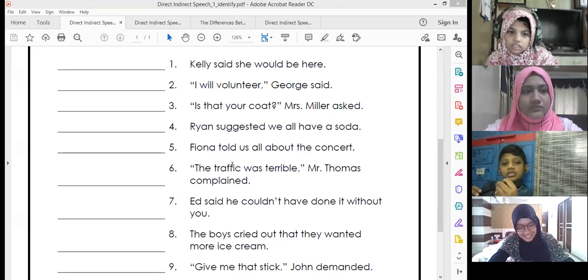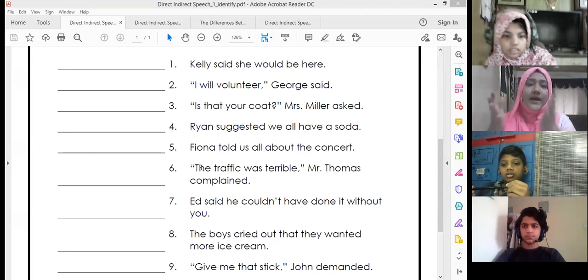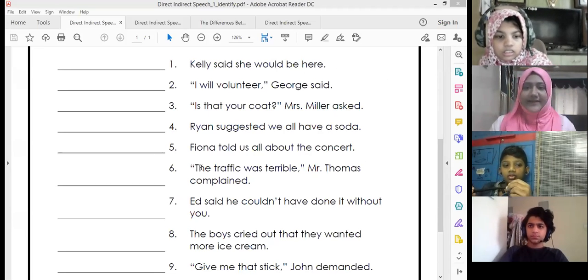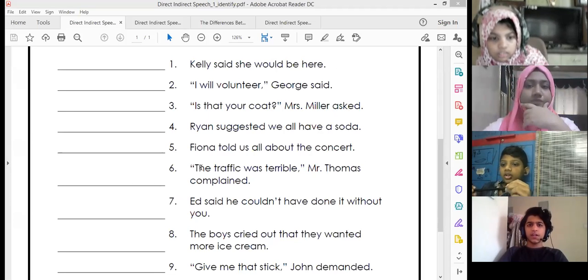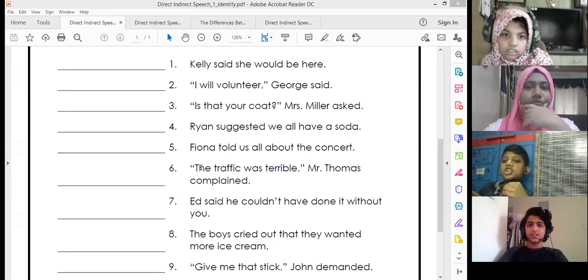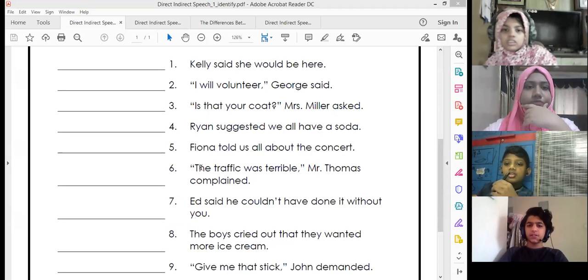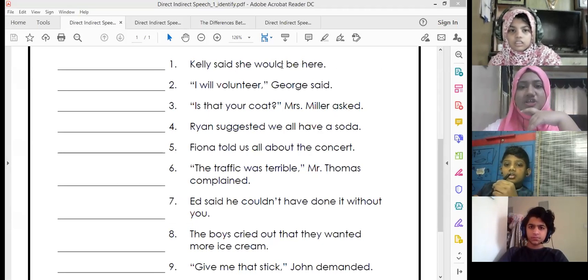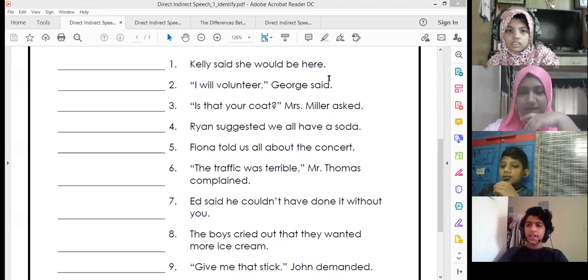No, you have to identify the sentence whether it is in direct speech or indirect speech. Kelly said she would be here. Indirect. Direct, ma'am. Indirect speech.